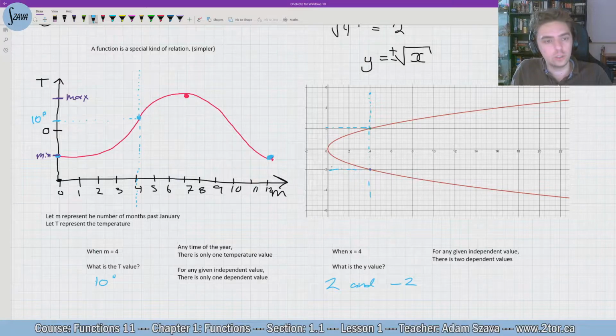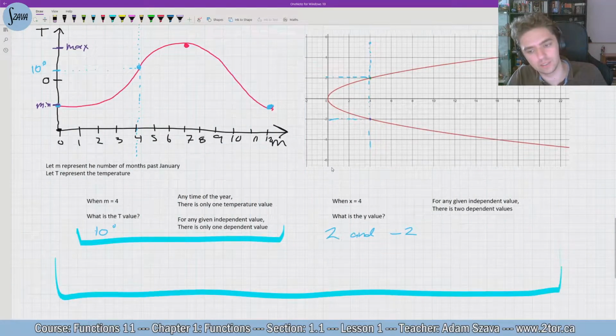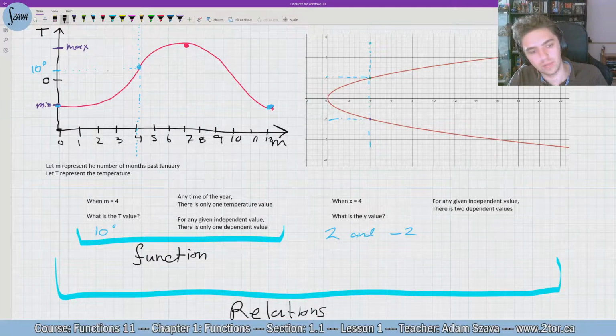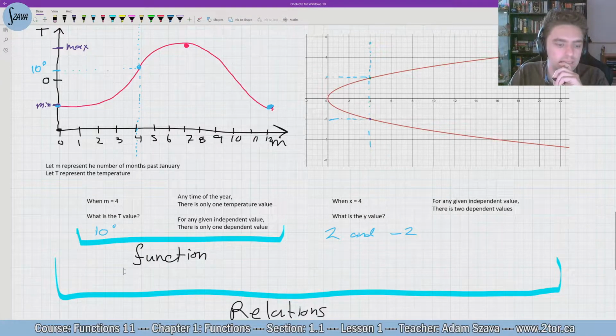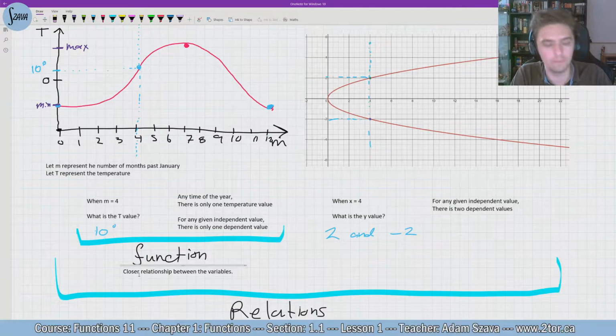Okay, so this is an example of, well, they're both examples of relations, okay? This, though, that's a function, okay? And the reason is that we have a much closer relationship between the variables. And that's why I think that functions are a little bit easier to understand than relations, because it's a close relationship. So for any given time value, there's one temperature value, right?